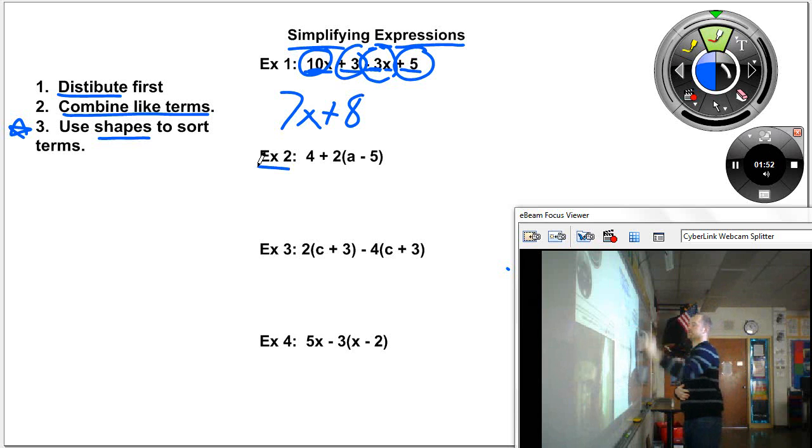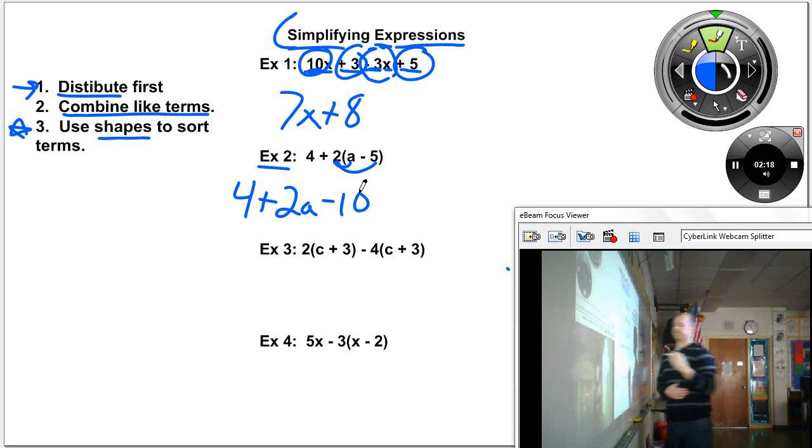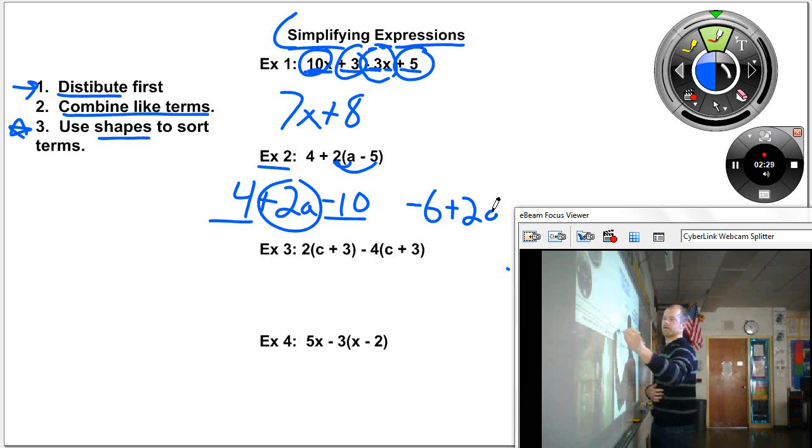Let's take a look at example number 2. I cannot combine terms yet because I have parentheses, making it look a little bit more difficult. And that's why we like to have simple problems. So, distribute first. Always distribute first. So when we rewrite this, we have 4 plus 2 times a minus 2 times 5, which is 10. Now from here we can combine like terms. 4, negative 10 will give me a negative 6 plus 2a. We cannot combine the negative 6 and 2a because they're not like terms.